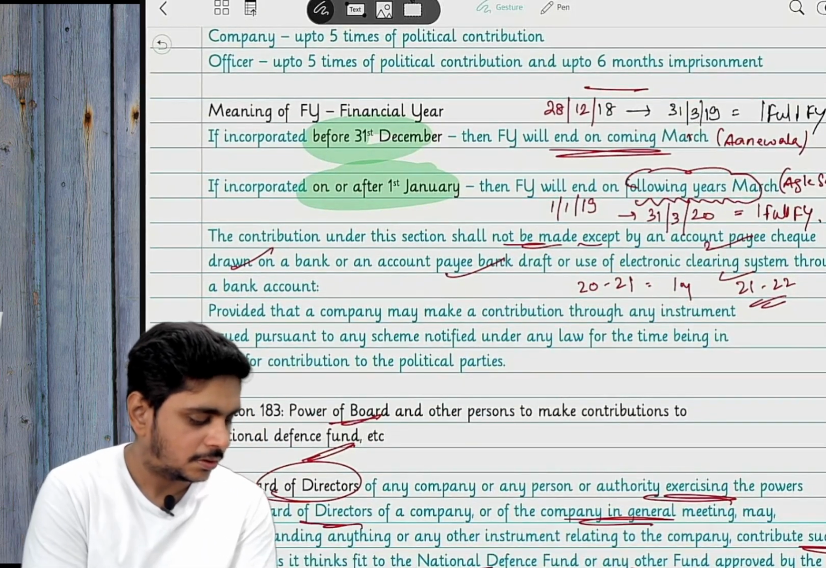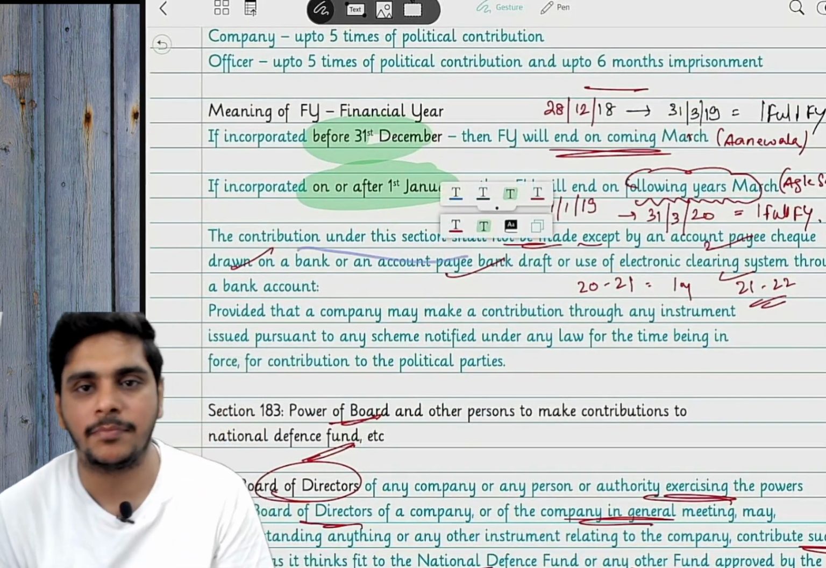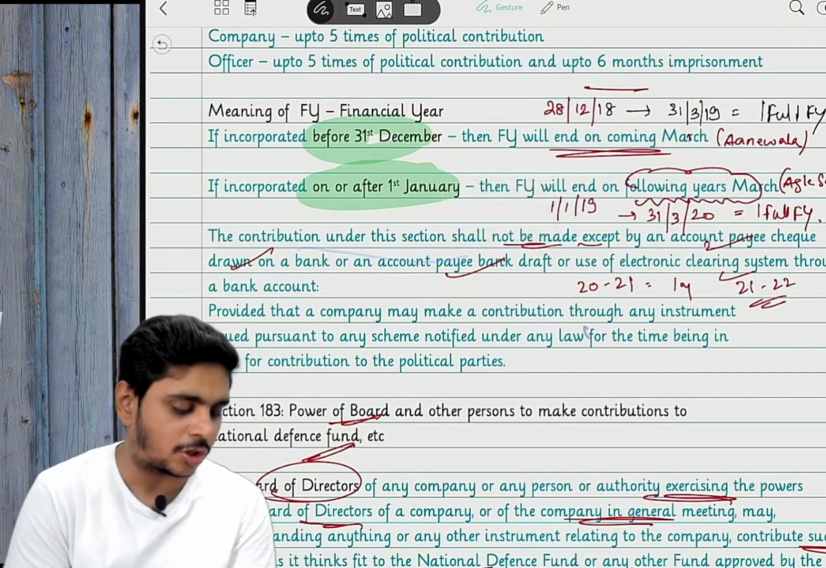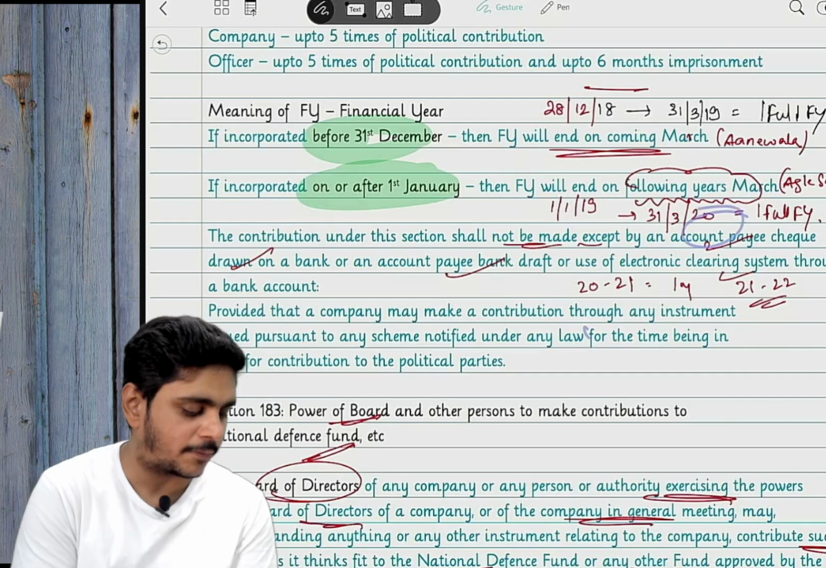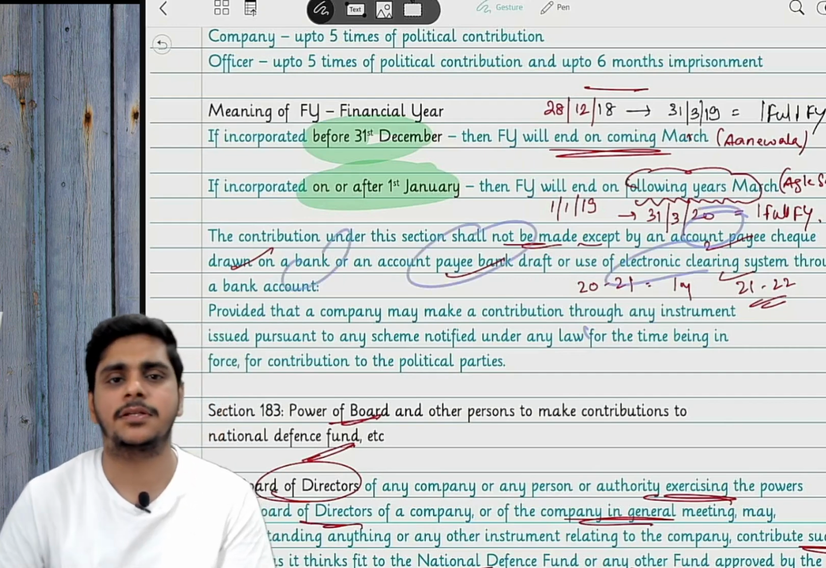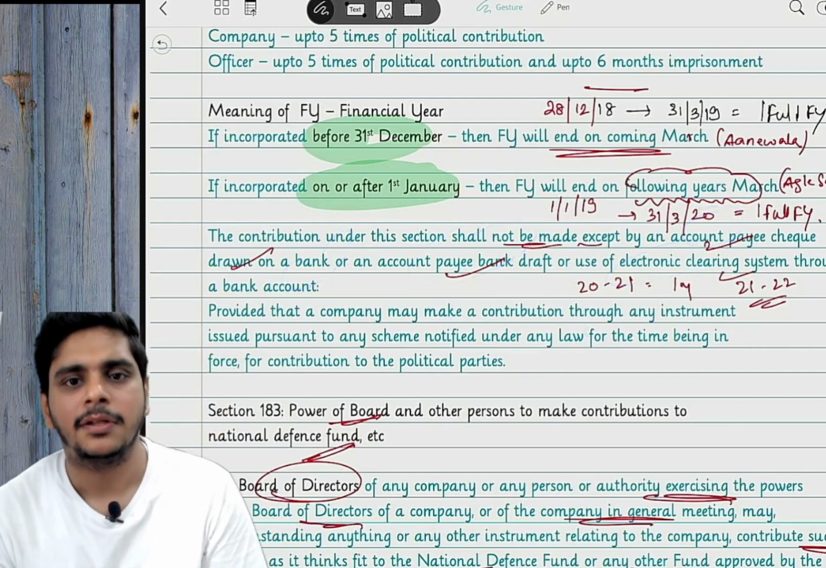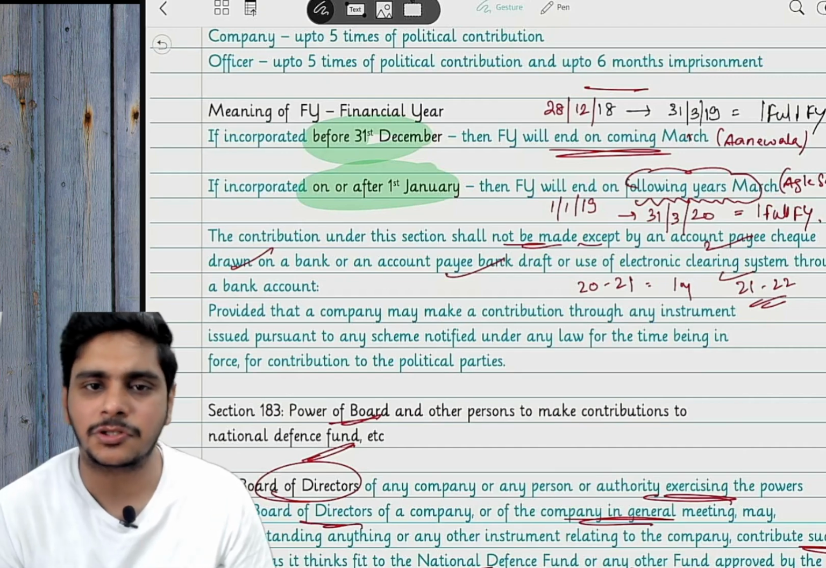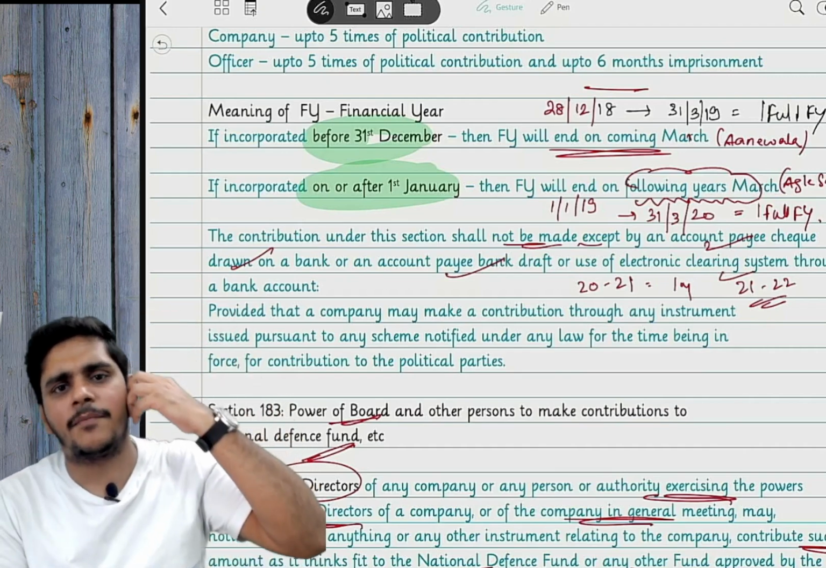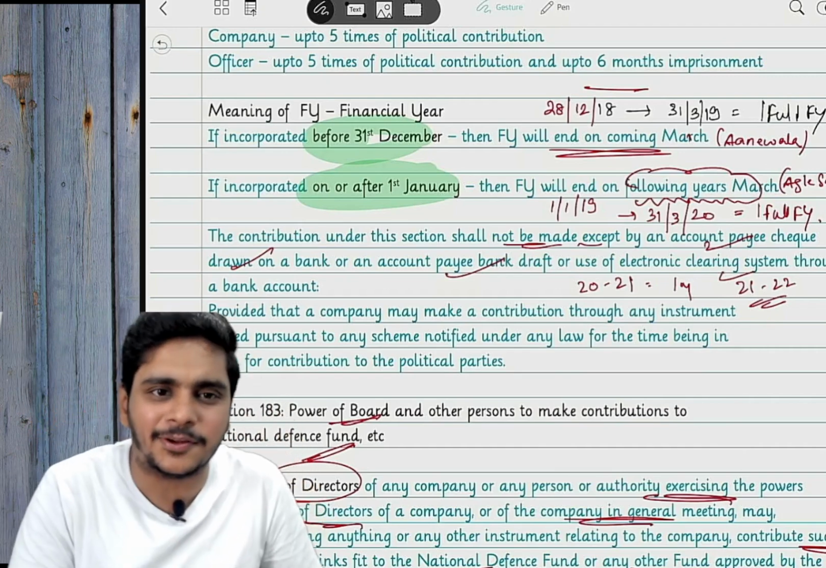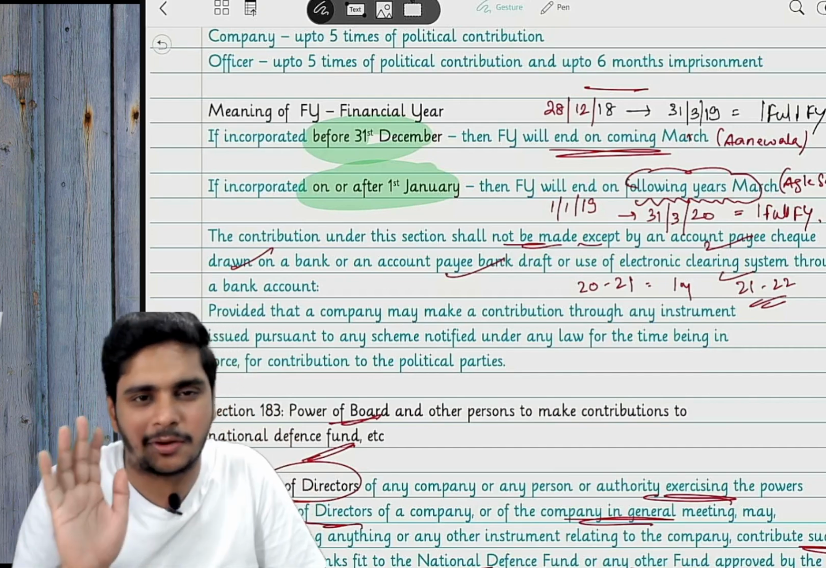Now the contribution under this section shall not be made except by account payee cheque drawn on a bank, or account payee bank draft, or electronic system. That means you can't make it in cash, it has to be via bank transfer. A company may make a contribution through any other instrument in future, if the government notifies any such scheme like GPay, but right now online is allowed.